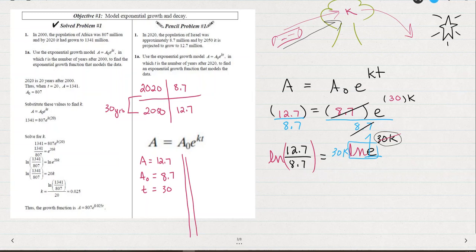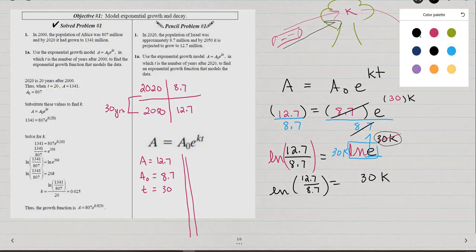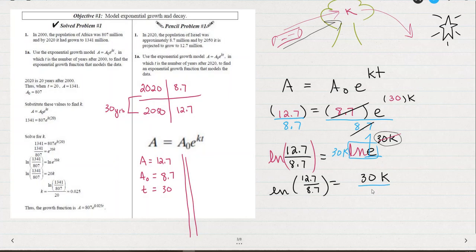Let me write that out to make sure everyone is with us. You don't necessarily need to rewrite this each time, but let me write it to make sure we haven't lost anyone yet. And then what would you divide both sides by if you wanted to solve for k? If you said divide by 30, you're correct. And that's it. So I'll type this into my calculator.